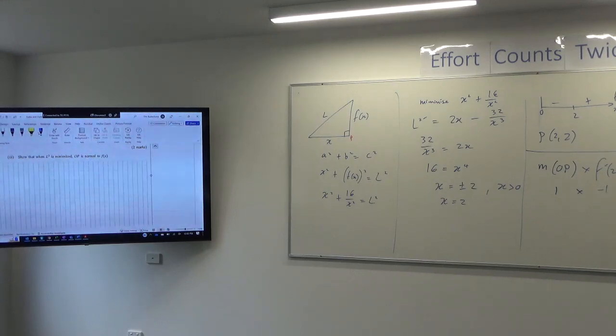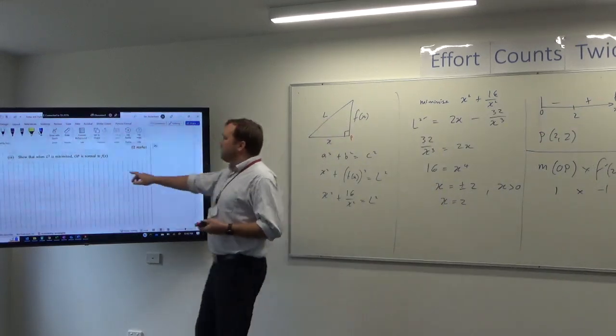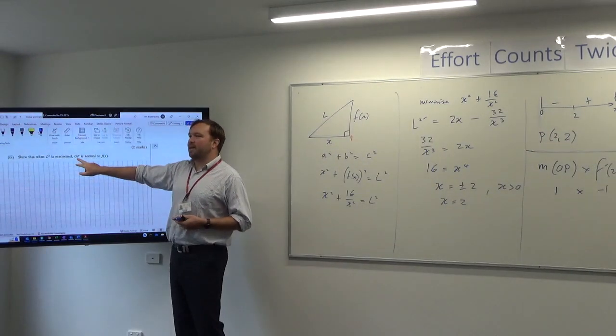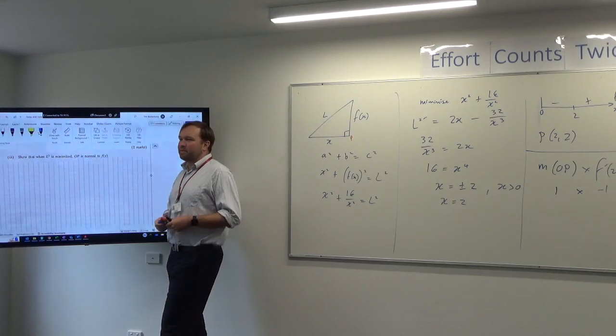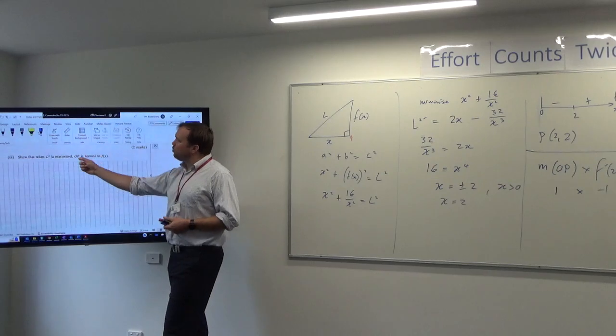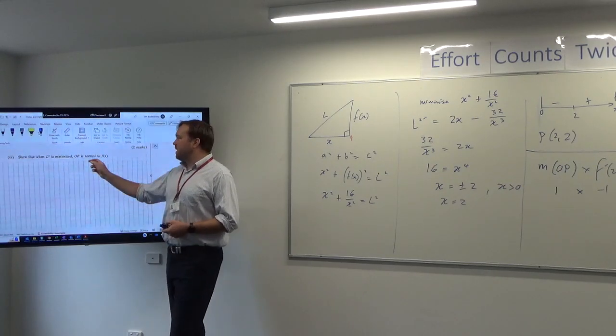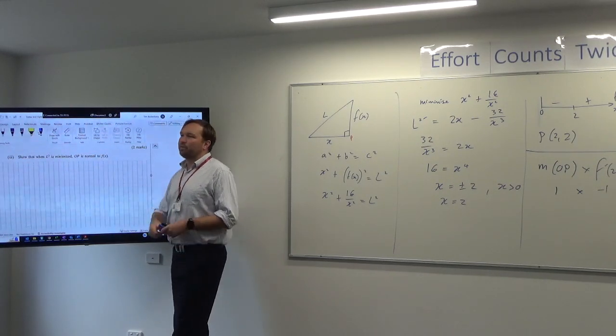Why do you want it to be minus 1 originally? Because we wanted to show they're normal, so meeting at right angles. If we multiply the slope of OP and the slope of the function, and they equal minus 1, it means they would meet at right angles. And that would be enough to show they're normal. If it said they were parallel, we'd want to show the slopes are equal, for example.